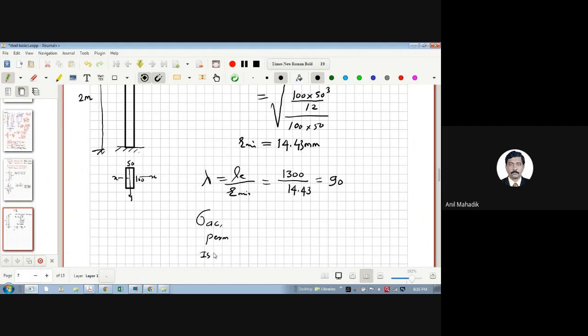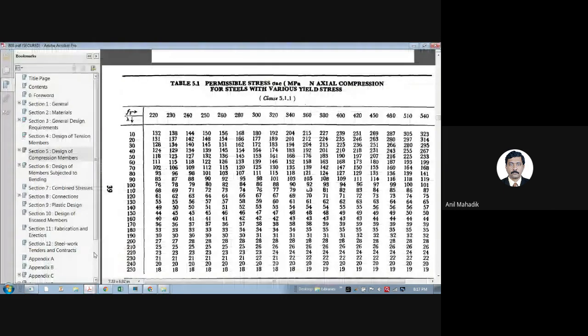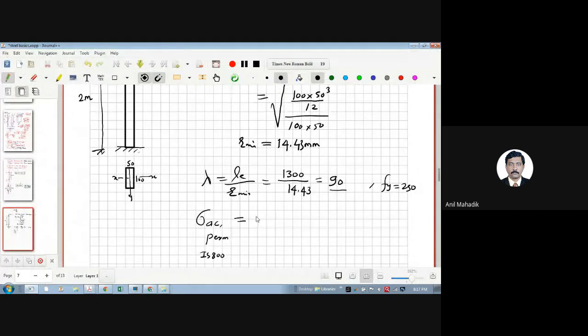Now we want the permissible stress in axial compression from IS 800. So it depends. Corresponding to lambda 90 and Fy 250, what is the value here? Just go in the table. So this is 250 and this is how much? The value is 90 here. For 90 lambda, the stress is also 90. This is different, please, as coincidentally it is coming the same. So you got this value.